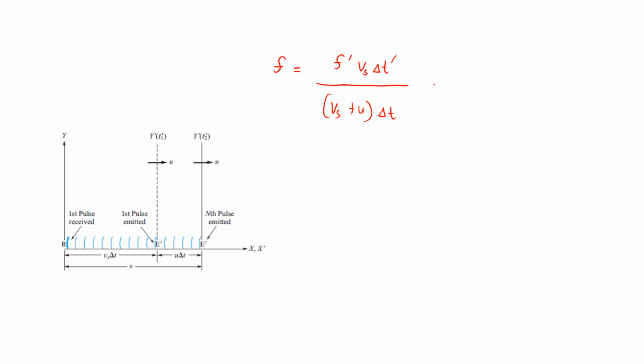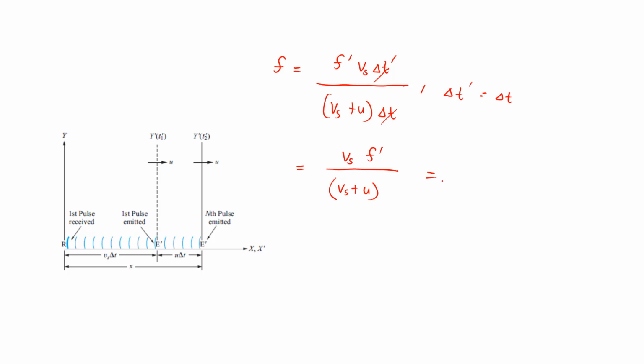Okay, now it has been established that delta t prime is just equal to delta t. Time is absolute in the classical transformation. So therefore, this one can be cancelled out. So we are left with v sub s times f prime over v sub s plus u. Okay, so this is our frequency.